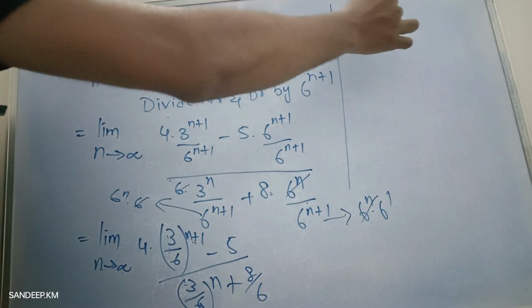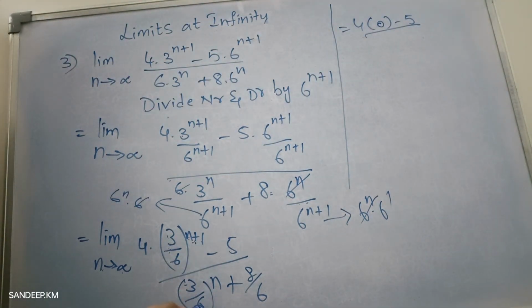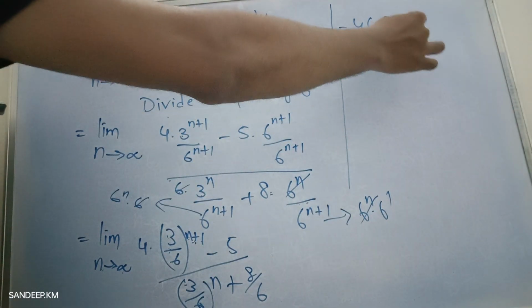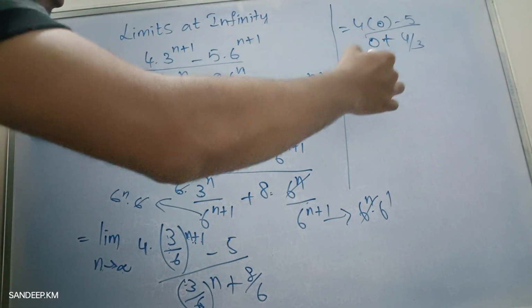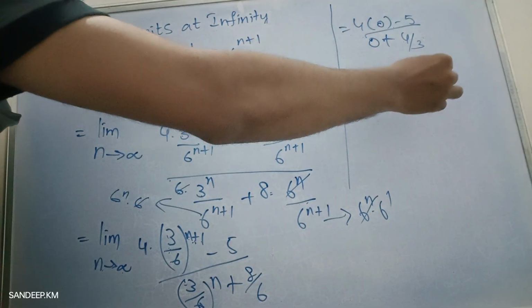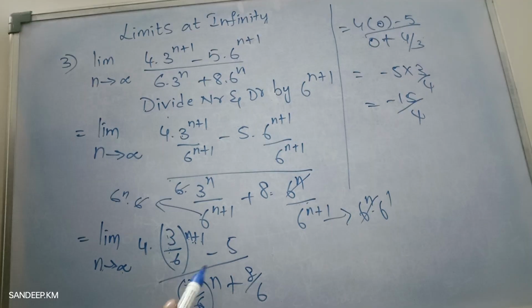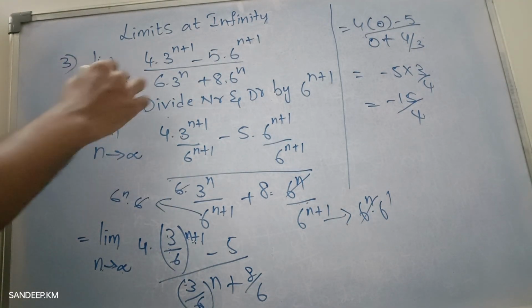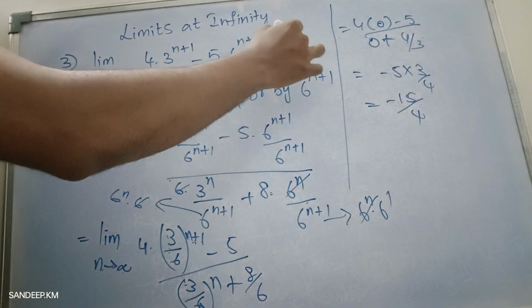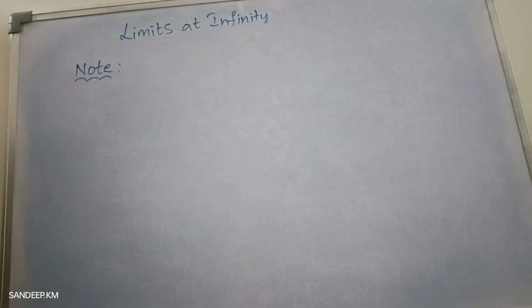So I get 4 into 0 minus 5 whole divided by, this is again 0 plus 8 by 6, which is 4 by 3. So the power will be minus 5 and divided by 4 by 3 means into 3 by 4. The final answer is minus 15 by 4. This is the answer, minus 15 by 4. So therefore limit n approaches infinity, this function is equal to minus 15 by 4. Okay, we'll go with the next question.